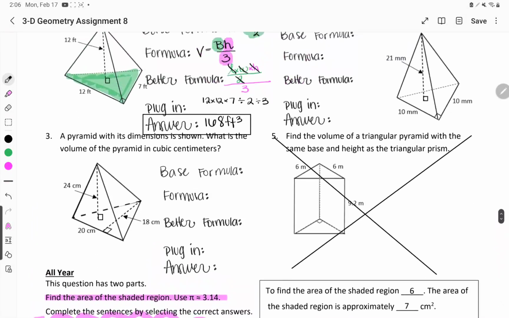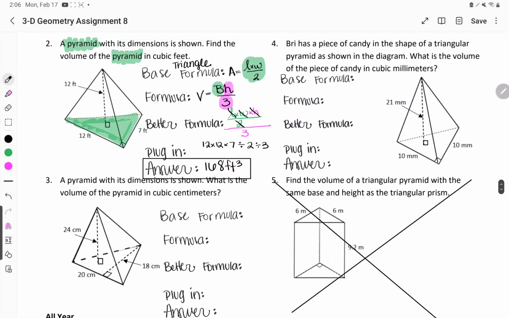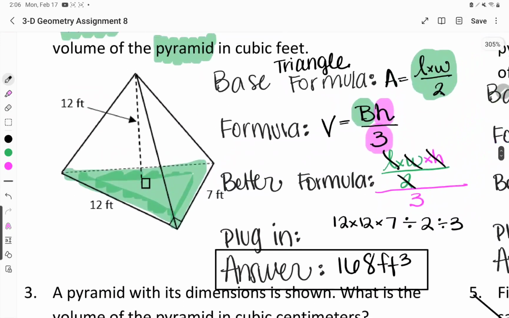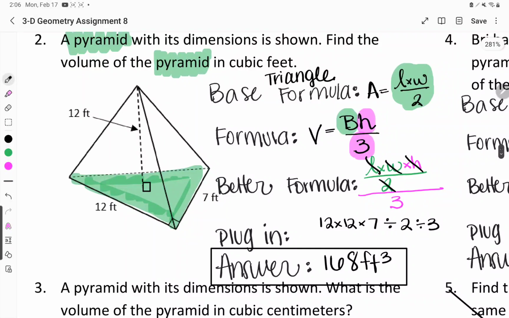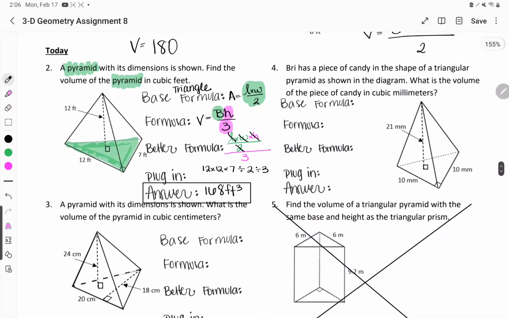Okay. If you didn't go back and do question number 3 and question number 4, go back and do it now. Remember, it's based off of question number 2. So if you can do question number 2, you can do question 3 and 4. If you need help, come ask.